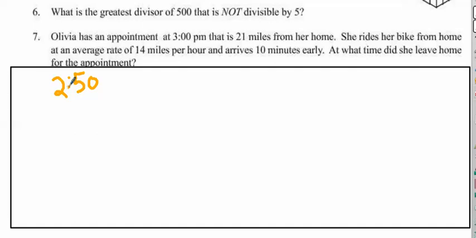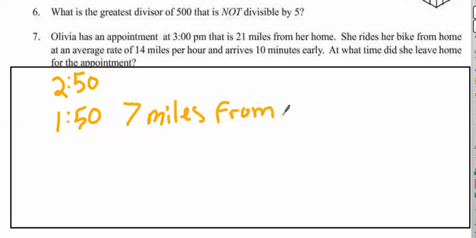And then I wrote that at 1:50, she would have been on her bike and she would have been 7 miles from her home. I knew this because if she rides at 14 miles per hour, 1 hour earlier, she would have been 14 miles into her ride, which is 7 miles from home. And so then I knew that we had to get that 7 miles from home.